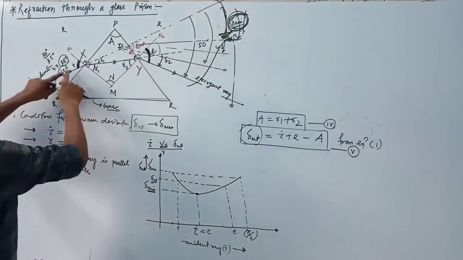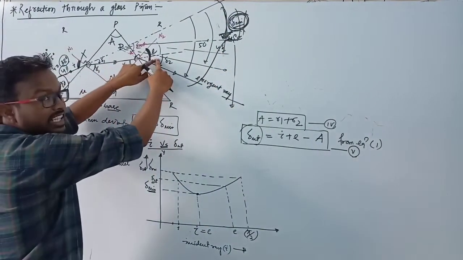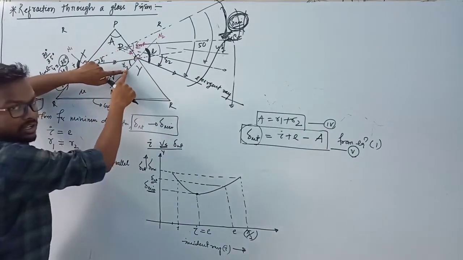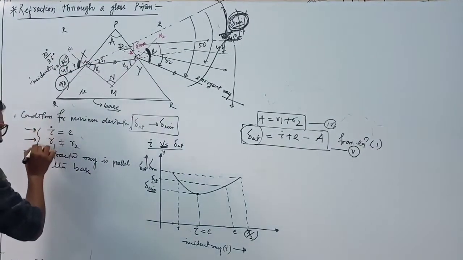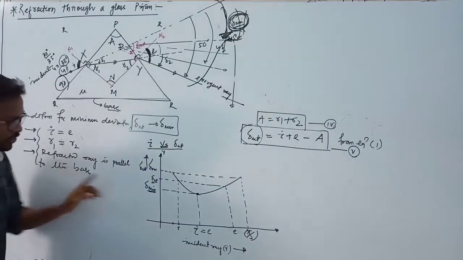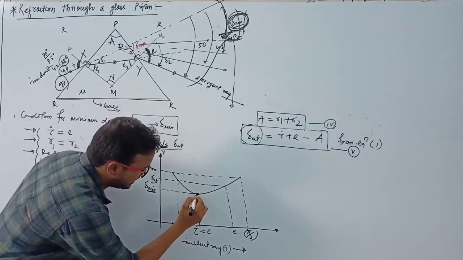At that time, the angle of incidence equals the angle of emergence, the refracted ray is parallel to the base, and R1 equals R2. These are the three important cases for minimum deviation. Clear? So this point is the minimum deviation.